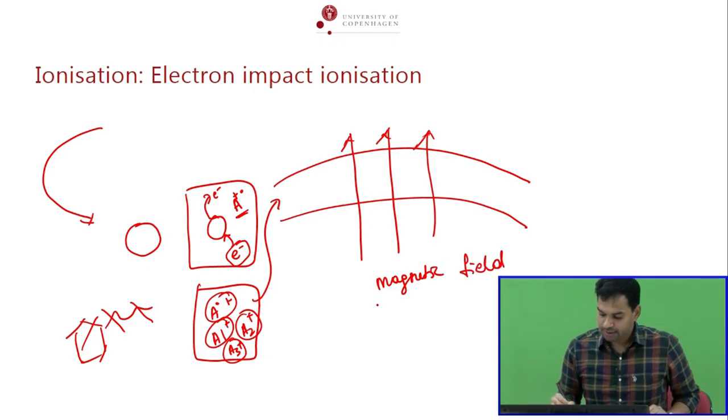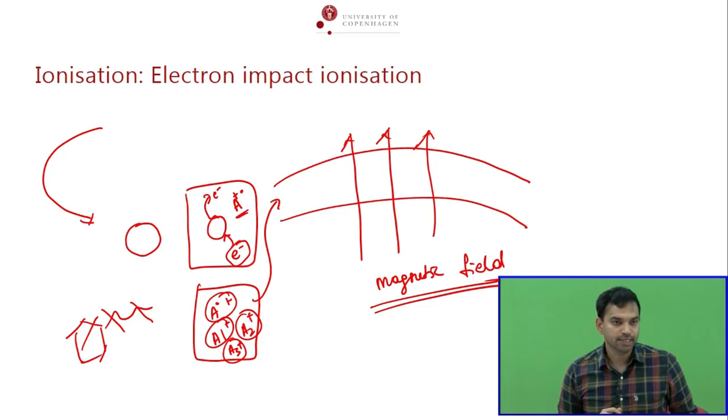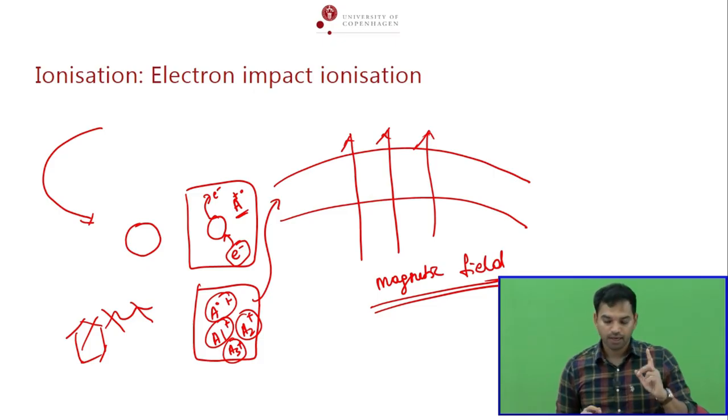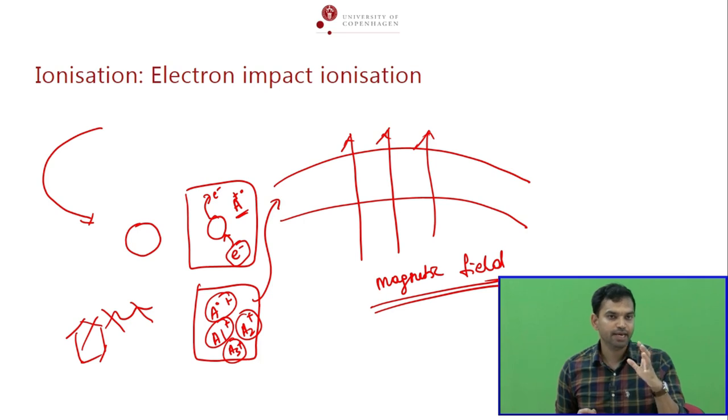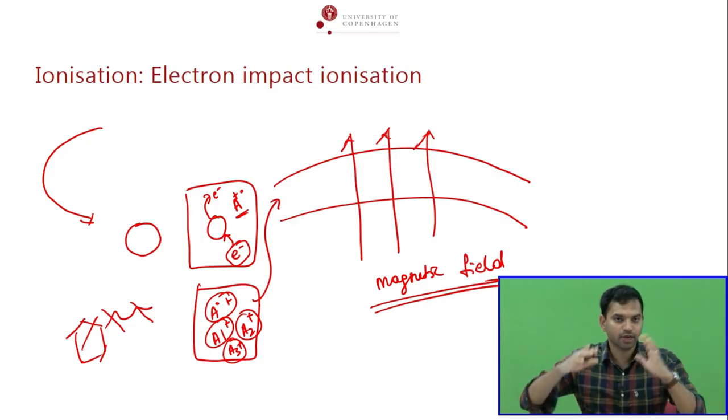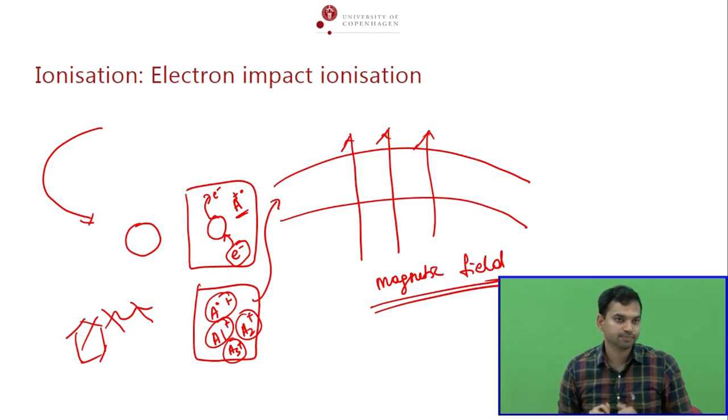We apply a magnetic field, right? We apply the magnetic field. Now, you know that ions can be deflected based on the magnetic field. Ions will move in a different direction. They go crazy when you apply a magnetic field, all right?